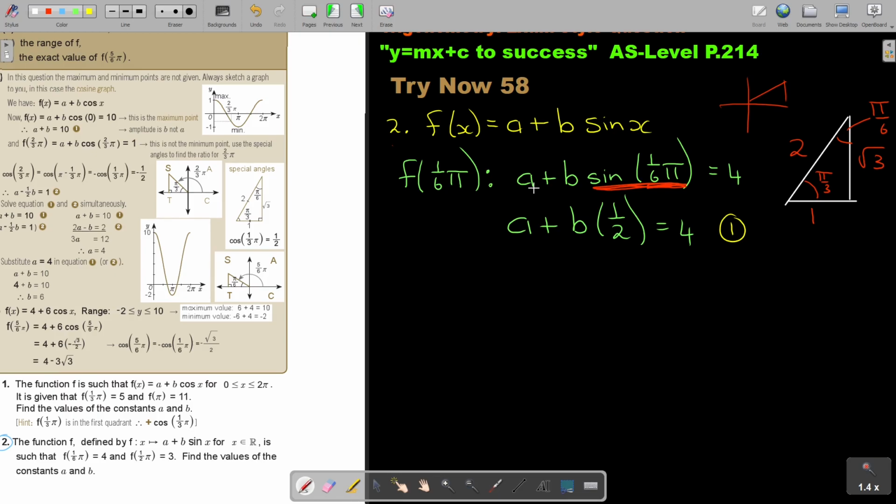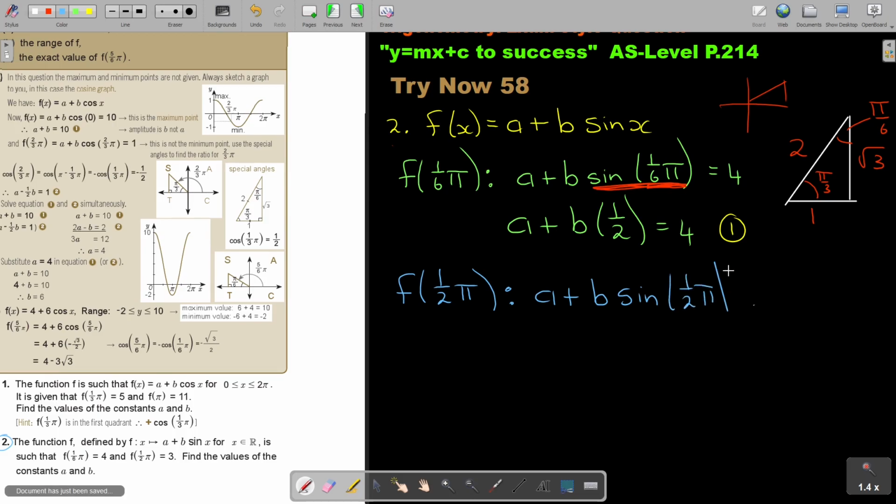Now, the next one. Now I'm showing you again. If they say, and now it's a half pi. Now it's as I said to you. So now it's a plus b sin, and now it's a half pi. And that is equal to 3.